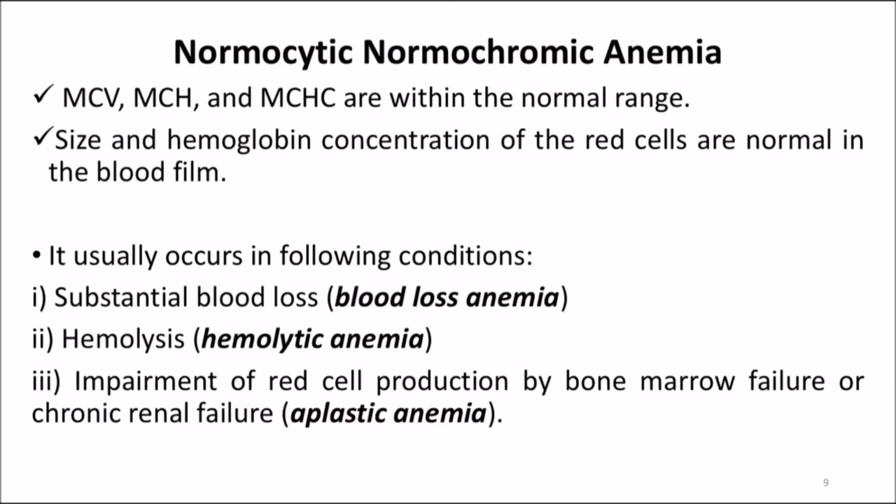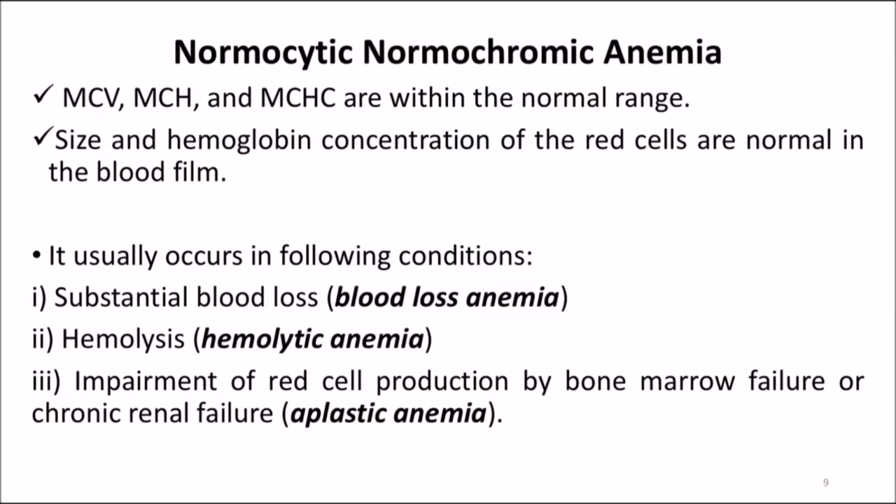Coming to the second type of morphological classification, it is normocytic normochromic anemia. The name itself suggests normocytic normochromic. Why is it normocytic normochromic anemia? MCV, MCH and MCHC are all within the normal range. The size and hemoglobin concentration of the red cells are normal in the blood film. So here everything, the size, MCV, MCH, MCHC, is normal in range.